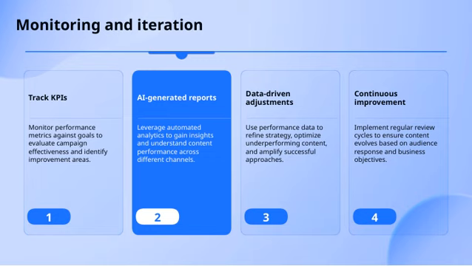Finally, continuous improvement involves setting up regular review cycles. By consistently analyzing results and audience feedback, we ensure our content evolves and stays aligned with both audience preferences and our business objectives. This cycle of monitoring and iteration keeps us moving forward effectively.